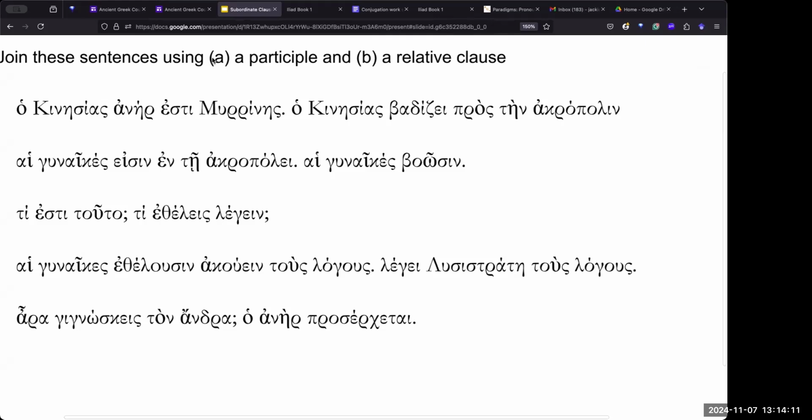And then you can say tis houtos, ti ethelei legein. So what is this? Right? Tis houtos, and then ti ethelei legei. And what do you want to say? What do you mean? So now we want to join that.